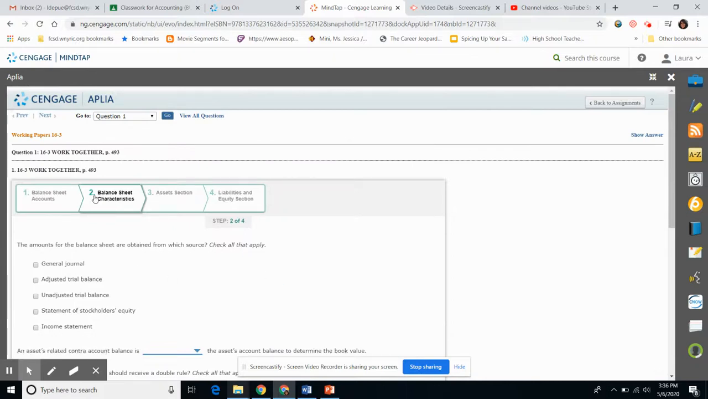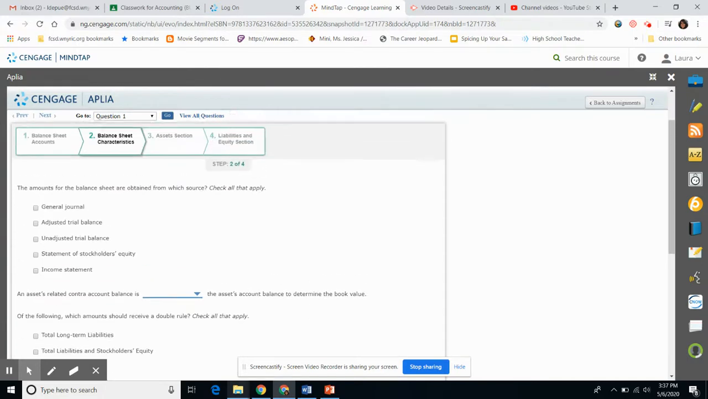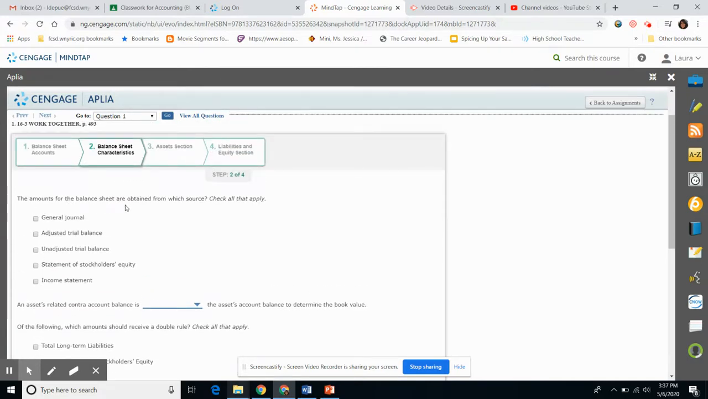Okay, this next section is number 2, balance sheet characteristics. So you're basically just answering the questions as they ask you. The amounts for the balance sheet are obtained from which source? Check all that apply. So you're going to check any of them that apply. An asset-related contra account balance is blank. It gives you a drop-down menu here. The asset's account balance is to determine the book value. So go back into the PowerPoint and take a look at that.